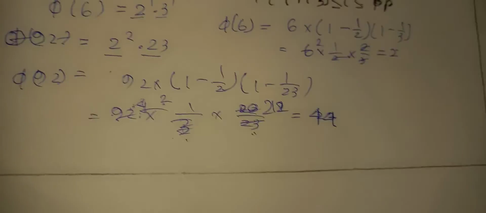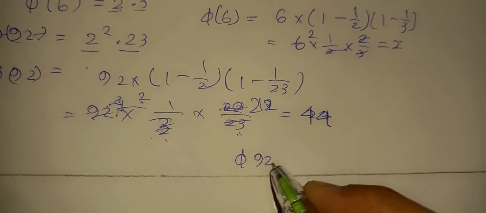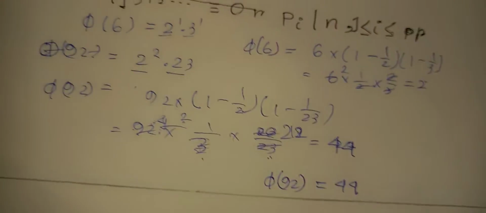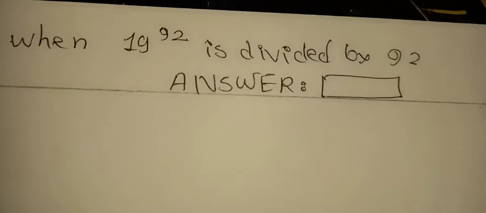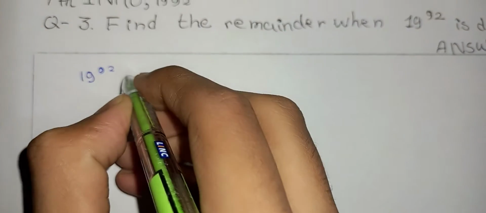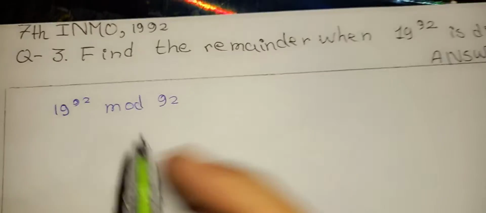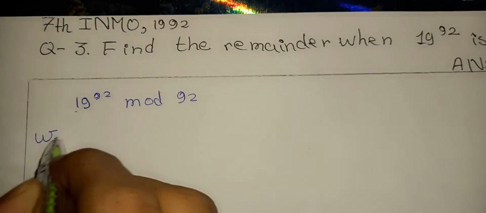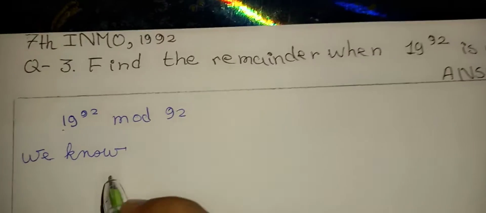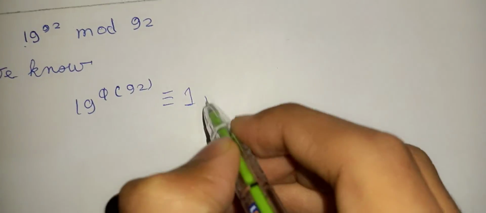Actually, before starting this video, I went through a rough calculation and there I got the correct answer. Therefore we can conclude the totient of 92 is 44. Now let's come back to the question. We are to find 19 to the power 92 mod 92. Just concentrate on what I am doing. We know 19 to the power totient of 92 is always congruent to 1 mod 92, and this is Euler's totient function.